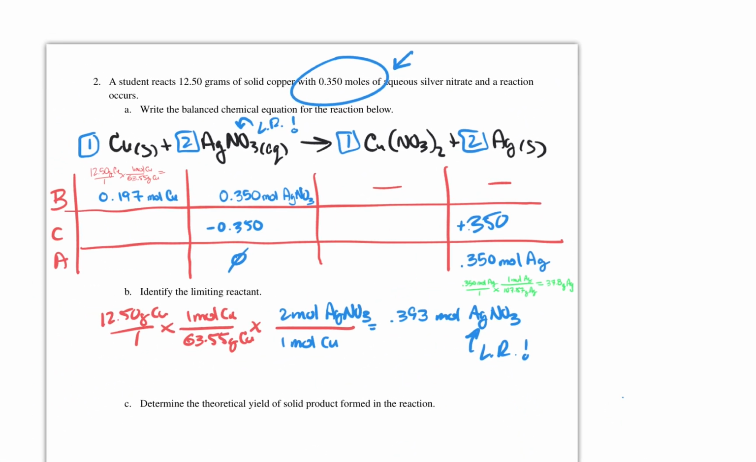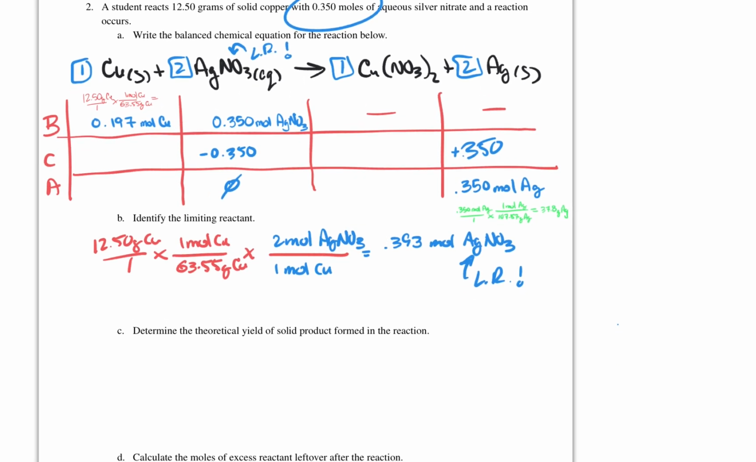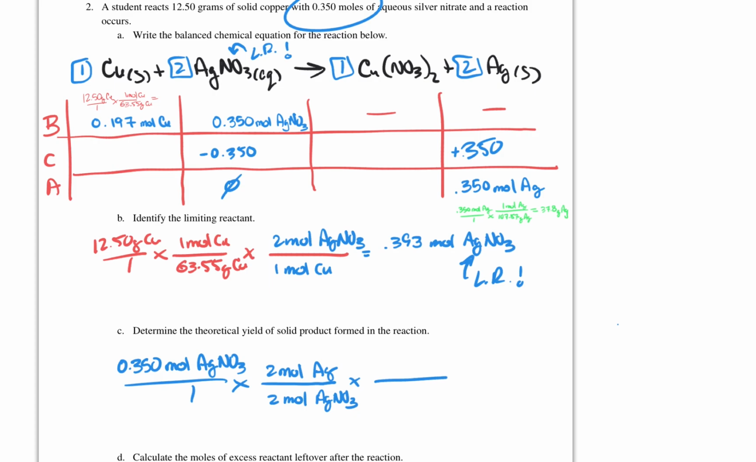But again, maybe this BCA method is not for you. So let's look at the other way of determining the theoretical yield. It always starts with the limiting reactant, and we'll start with the amount of limiting reactant we have, which was said in the problem to be 0.350 mole of silver nitrate. We'll go from mole of silver nitrate into mole of our silver product using the balanced chemical equation of a 2-to-2 ratio, and then we'll use the molar mass of silver to find the mass of silver produced, which again would be 37.8 grams of silver.